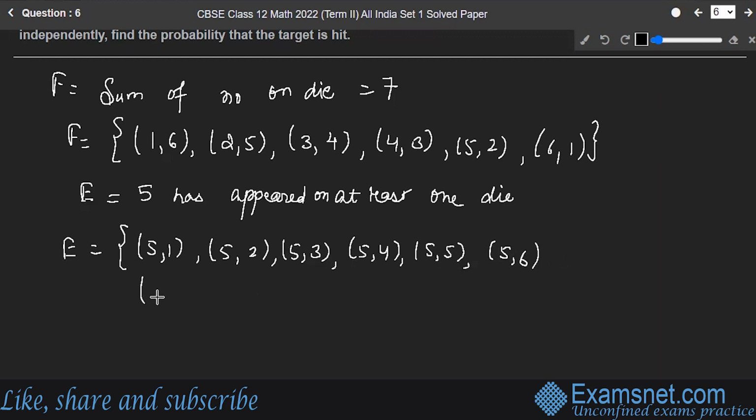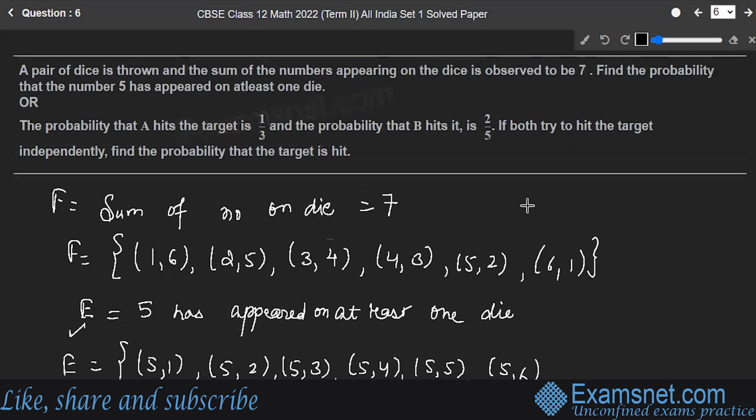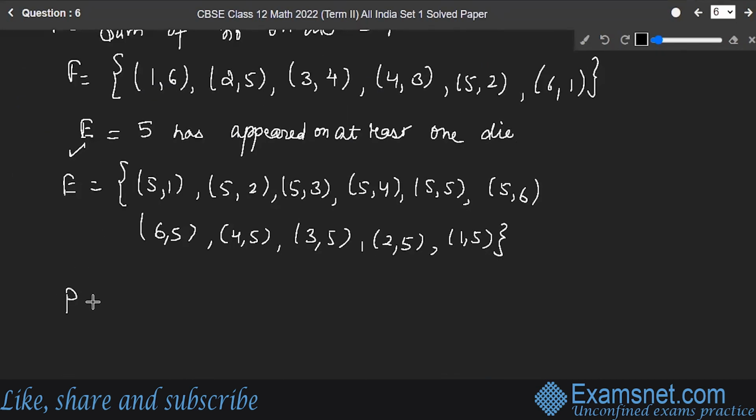Then it may have 6, 5, 4, 5, 3, 5, 2, and 1. So this is the possible sample space for 5 has appeared at least once on one die. Now you have to find that the sum should be 7. Also, 5 should appear on one die. So you have to find out the probability that both the events occur together, that is P(E intersection F).